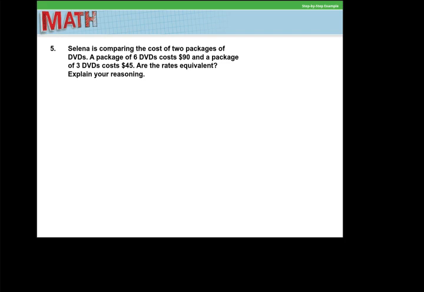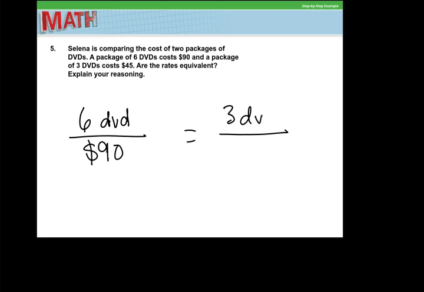Again, I'm going to do the same thing like I did in example 4. I'm going to write my 6 DVDs and $90. Are they equivalent to 3 DVDs and $45?